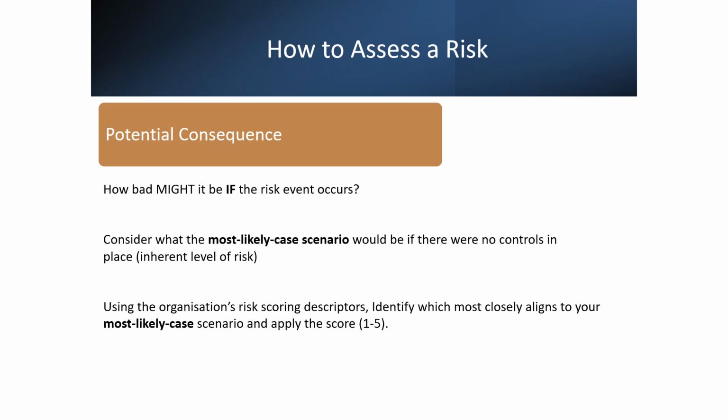Firstly, we need to consider the potential consequence of the risk. Consider the most likely case scenario that would occur if the risk were to materialize. Using the organization's risk scoring descriptors, identify which most closely aligns to the most likely case scenario and apply the score from 1 to 5.